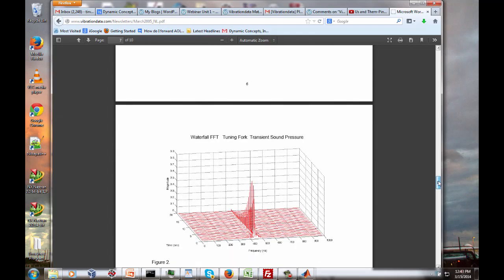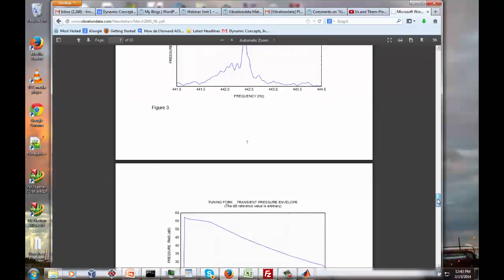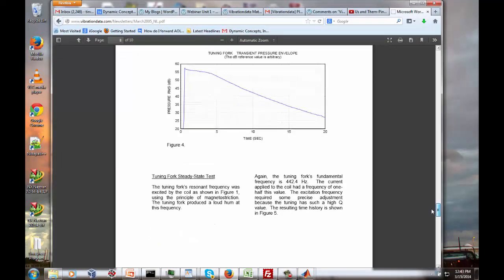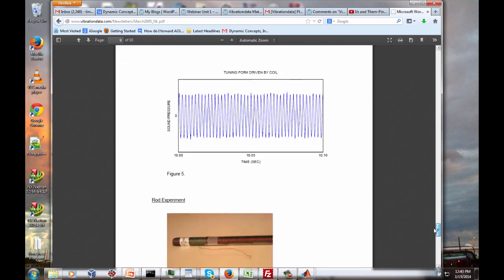There's a waterfall FFT of, well, that's something different. That's actually where we've excited the tuning fork with an impulse force. Okay, we'll cover waterfall FFTs coming up in the next unit after this one. But here was the sound pressure, the tuning fork driven by the coil, and you can see it's a fairly steady state response there.